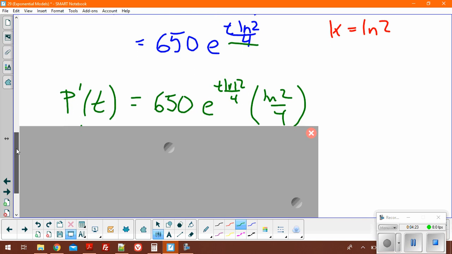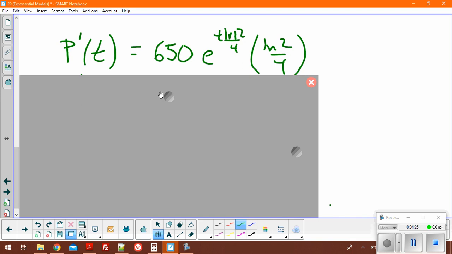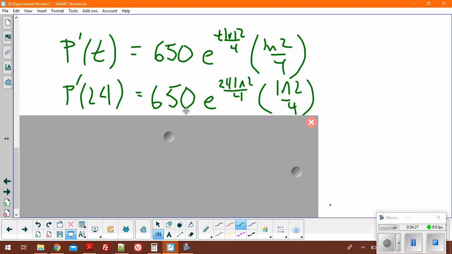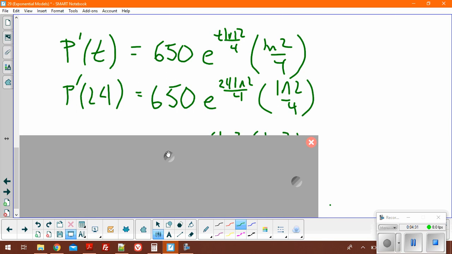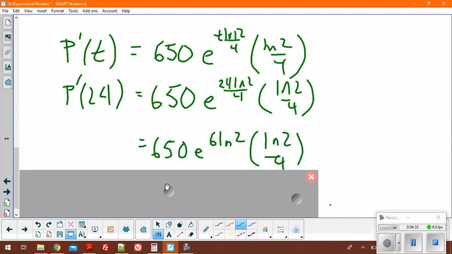And now it's no different than the first time. I want to plug in 24, so I plug in 24 for t. I tidied up my exponent a little bit to make it easier to run through the calculator. So I have e to the power of 6 ln 2.